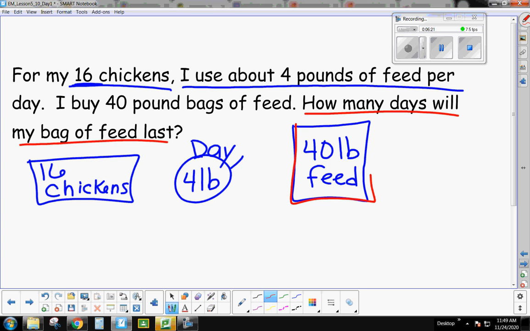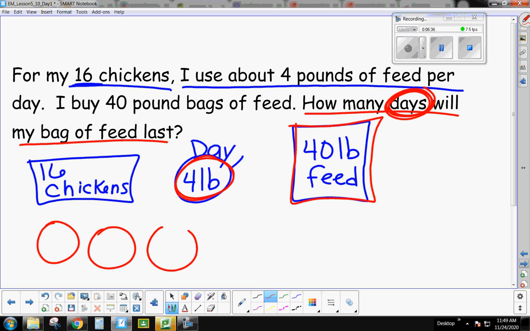How many days will my bag of feed last? So here's this bag of feed. I need to know how long it will last. How many days? Well, look, this was 1 day. Right? So I need to figure out how many of these, and I might keep going on and on, until I finally use up that 40-pound bag of feed.